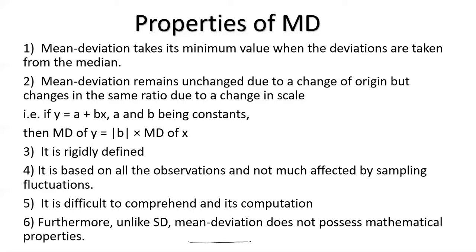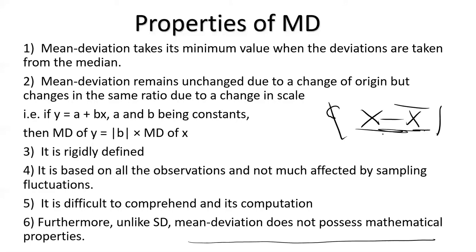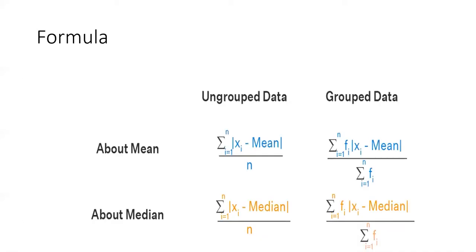Then point 6 is that, unlike standard deviation, mean deviation does not possess mathematical properties. The mean deviation does not possess such mathematical properties like standard deviation, because generally we eliminate the signs. Here the sign is basically used, x minus x bar. The negative sign will be converted to positive here, so the signs will not be considered. That was the biggest drawback of mean deviation, for which the standard deviation came to overcome this weakness.